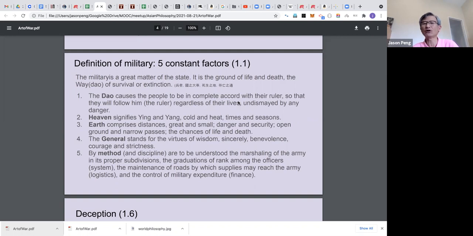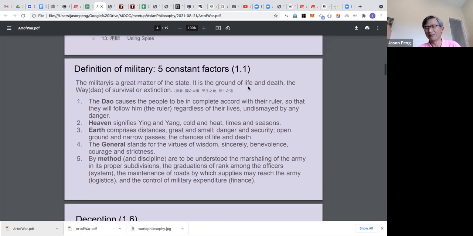Then the method. When we talk about logistics, that's what I mean, laid out here. The method or discipline is understood as the marshaling of the army in its proper subdivisions, the graduation of rank among the officers. So we talk about the military system, the ranking, the organizational system, the maintenance of the roads by which supply may reach the army, the logistics. And the final thing, the control of military expenditure, the finance situation. So in the very first chapter, very first paragraph, Sun Tzu lays out the importance and some fundamental factors about the military. Any question, any comment on this one?